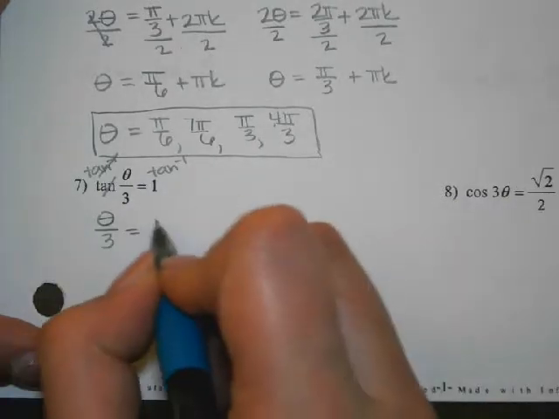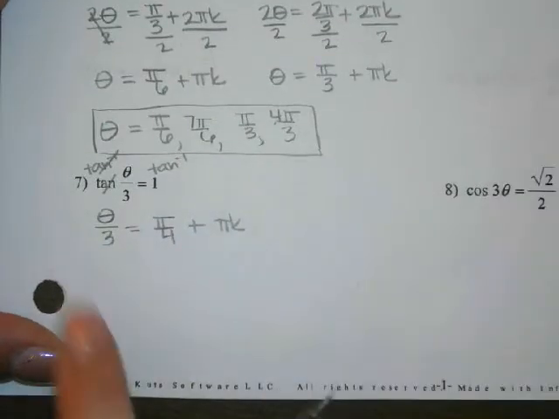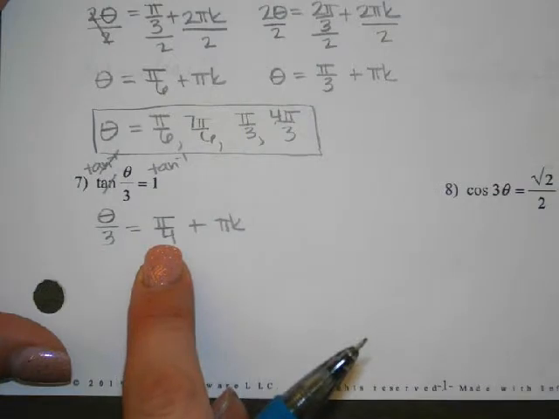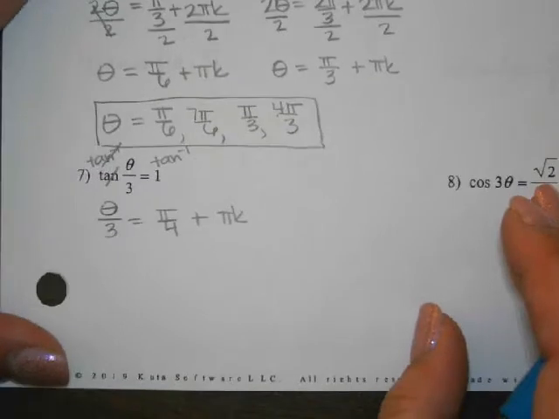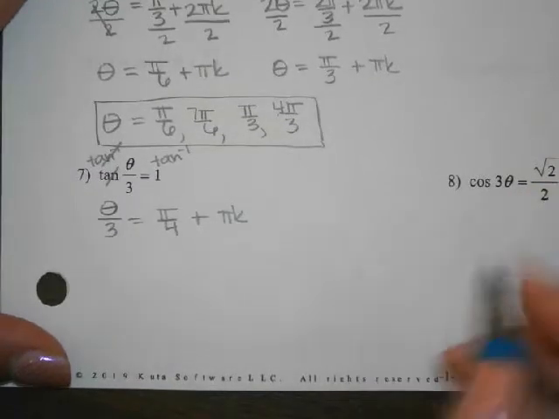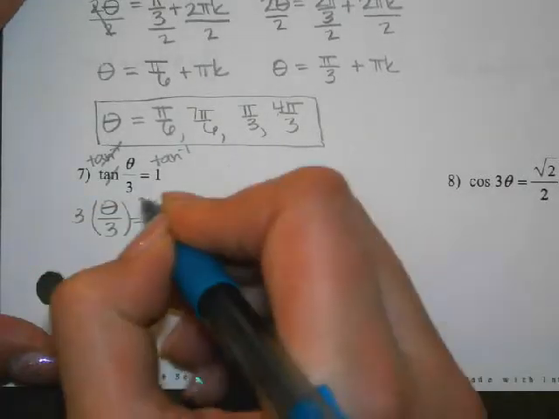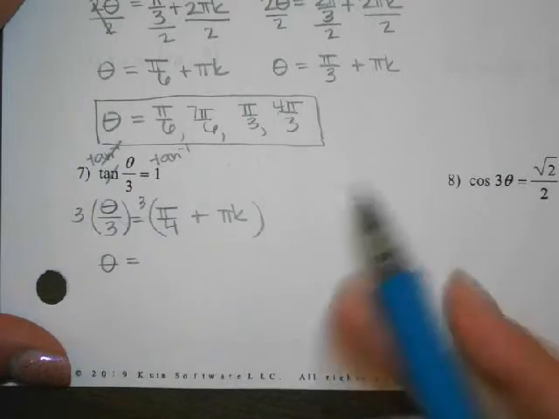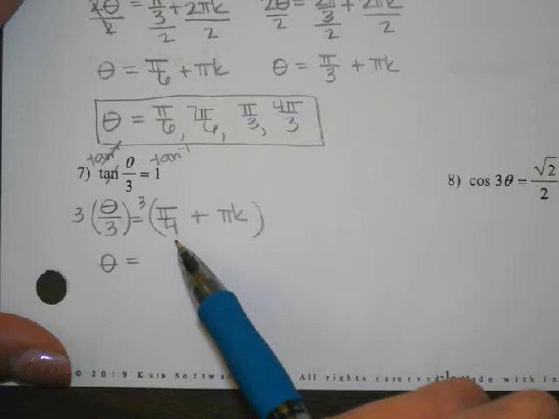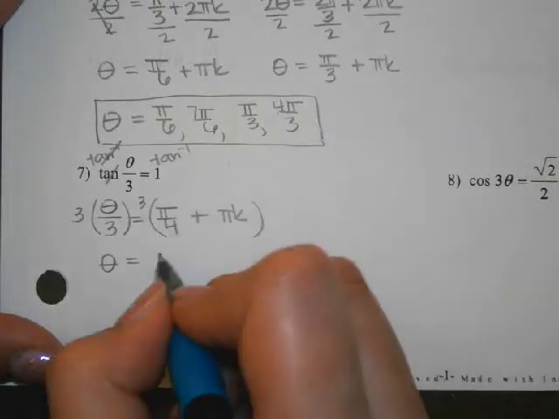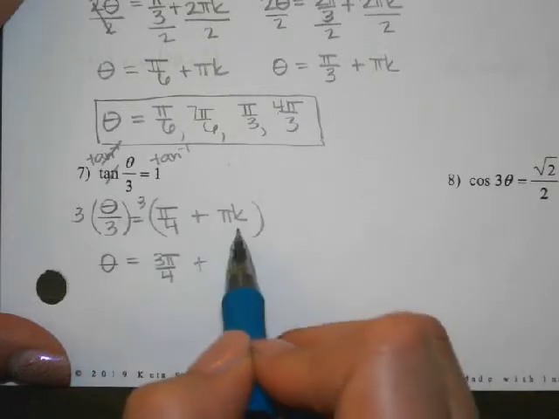So I'm going to say pi thirds equals pi fourths plus pi k. Or you could have said pi thirds equals, sorry, 5 pi fourths plus pi k. You could have done it either way. And we're going to multiply by 3 to get rid of the fraction. So multiply by 3, multiply by 3. So what happens if I do 3 multiplied by pi fourths? I get 3 pi fourths. And what happens if I do 3 times pi k?